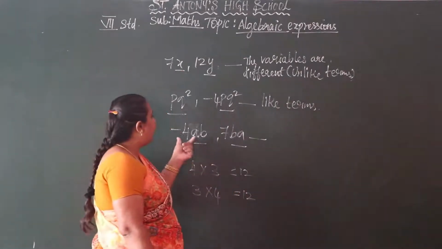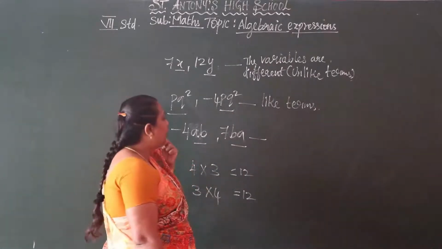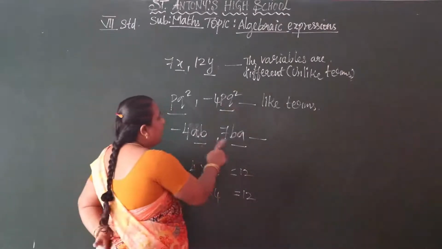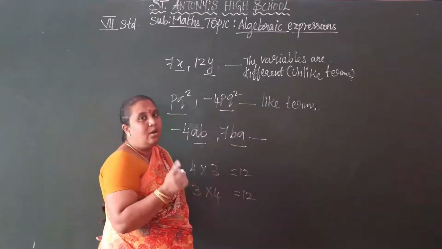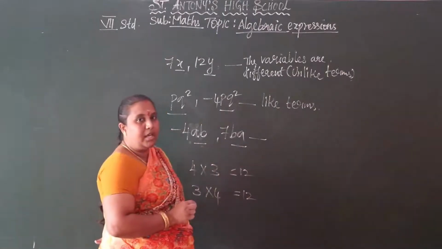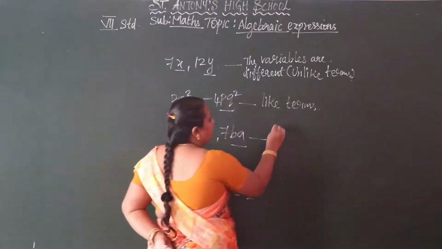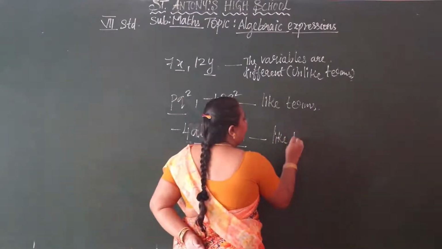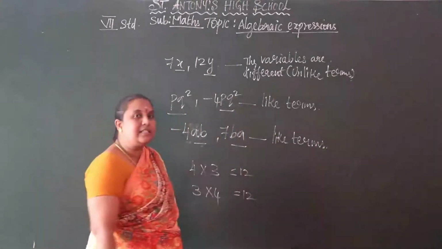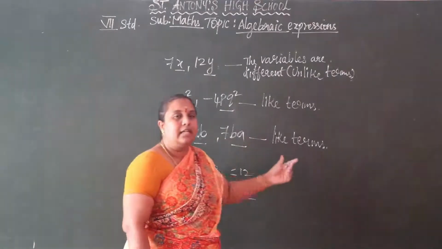So we have to write minus 4ab and 7ba. See the variable here, ab and ba doesn't change the value. So ab can be written as ba. So we have to write this as like terms. Okay, ab we can write as ba. So these two are like terms.